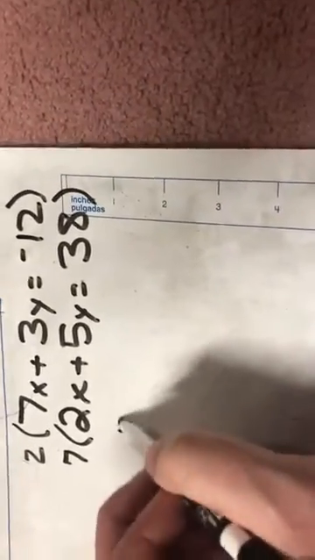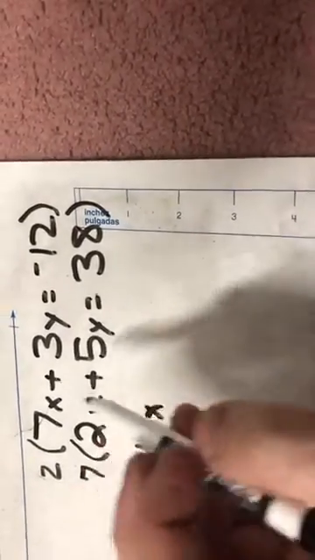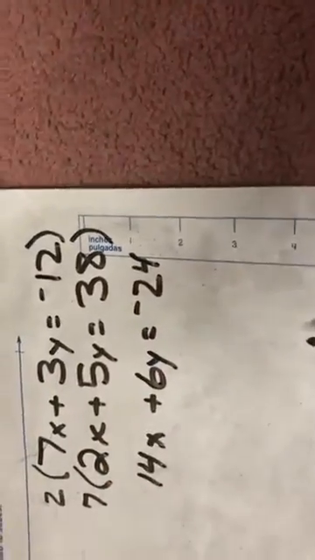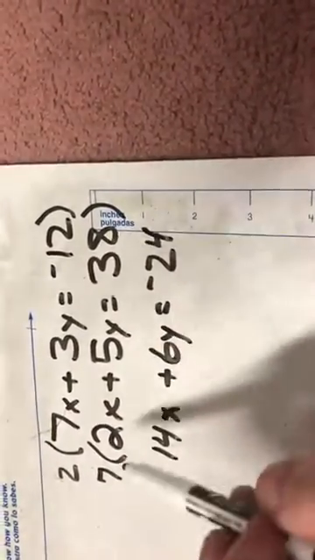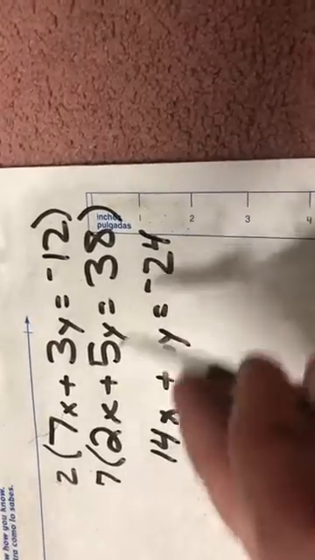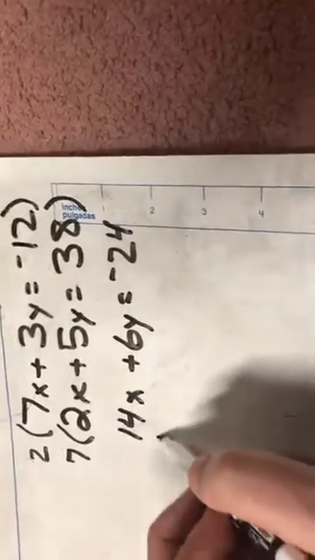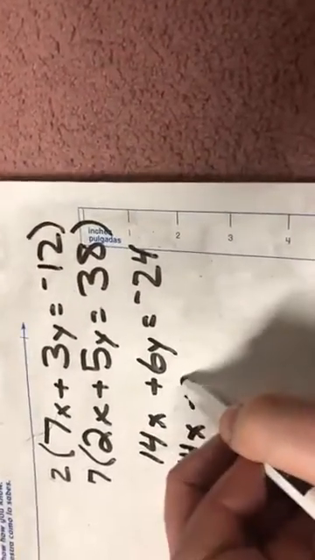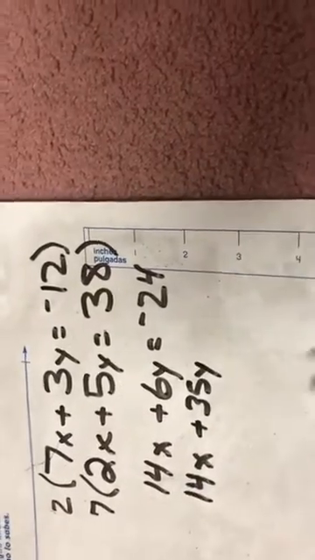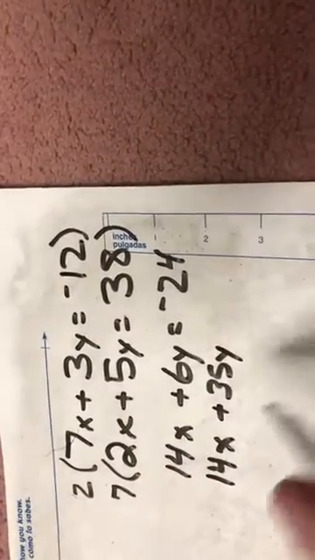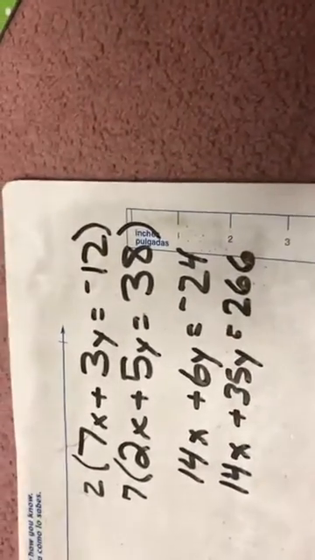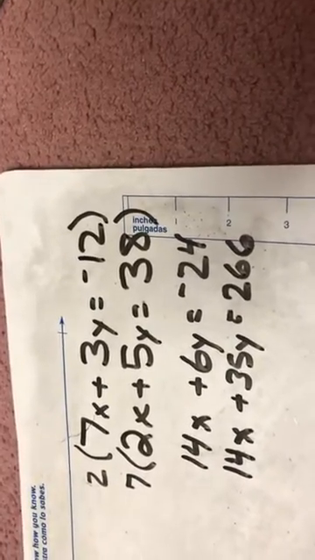2 times 7x is 14x. 2 times a plus 3y is a plus 6y. 2 times negative 12, that whole thing is going to equal negative 24. Now if I take this entire equation and multiply it by 7, 7 times 2x is 14x. 7 times a plus 5y is going to be a positive 35y. And 7 times 38 is going to equal 266. 38 times 7 is 266.